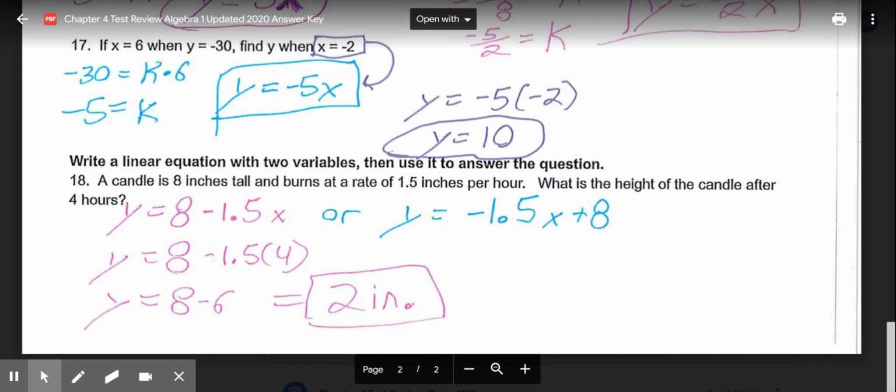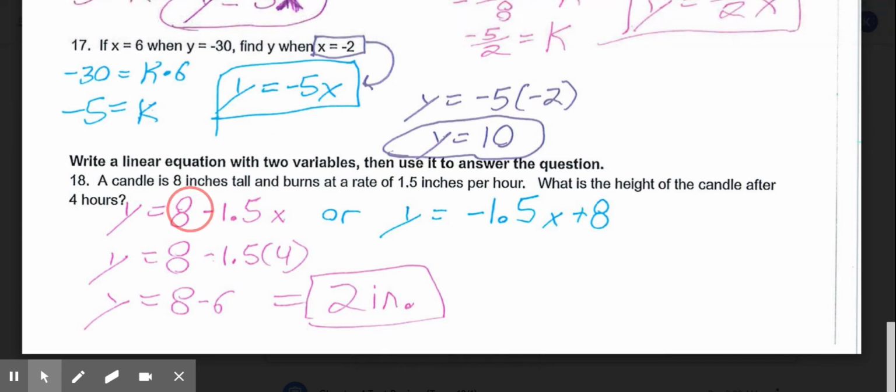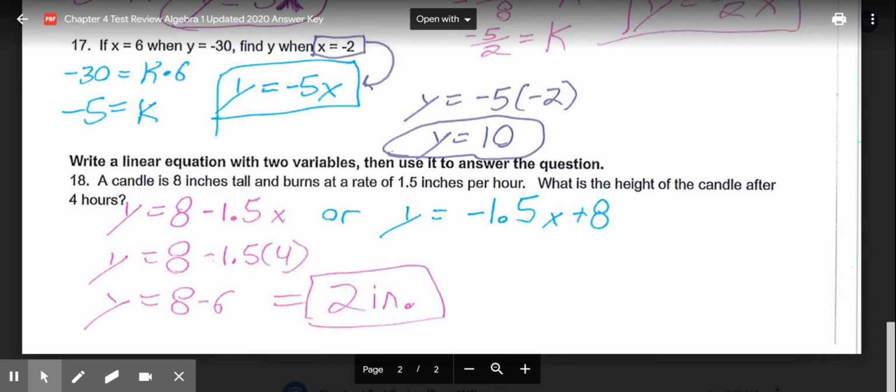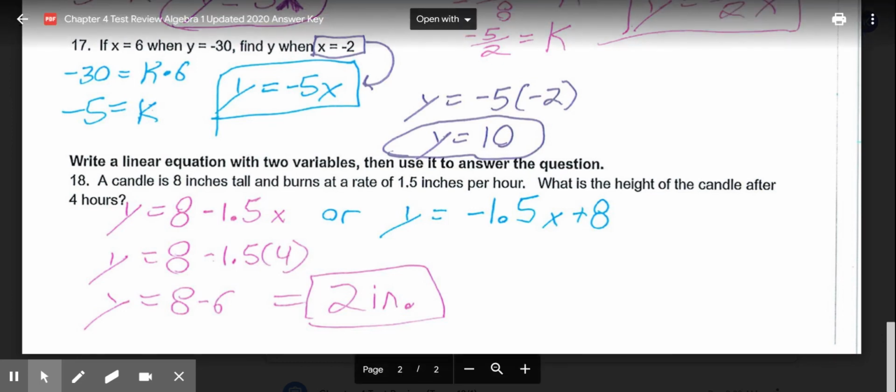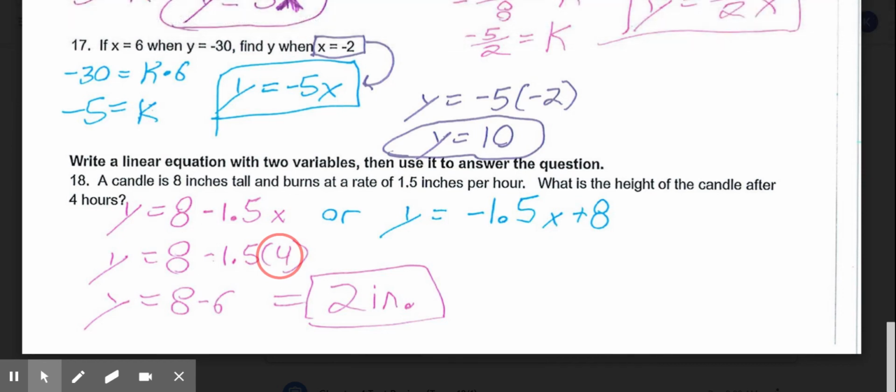So our original equation with two variables, the candle starts at 8 inches and is burning 1.5 inches per hour. So y would equal 8 minus 1.5x. Or we could write that as y equals negative 1.5x plus 8. Same thing. Then to answer the question, the height of the candle after 4 hours, we would put the 4 in for x. So y would equal 8 minus 1.5 times 4. So 8 minus 6 tells us after 4 hours, the candle height is 2 inches.